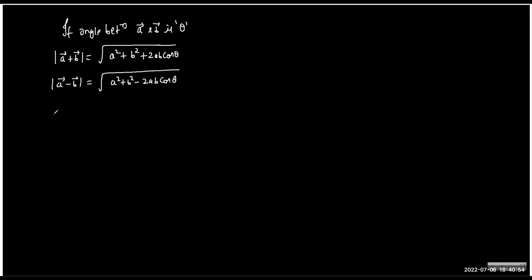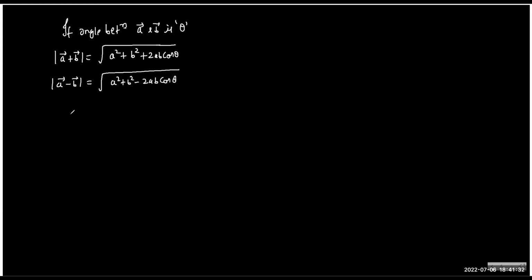So if I tell you that the angle between A and minus B is alpha, then what would you have written? If I tell you that the angle between A and minus B is alpha, what will be your answer for the modulus of A minus B? A square plus B square plus 2AB cos alpha. Excellent. So you got it. This is the idea behind A plus B and A minus B.